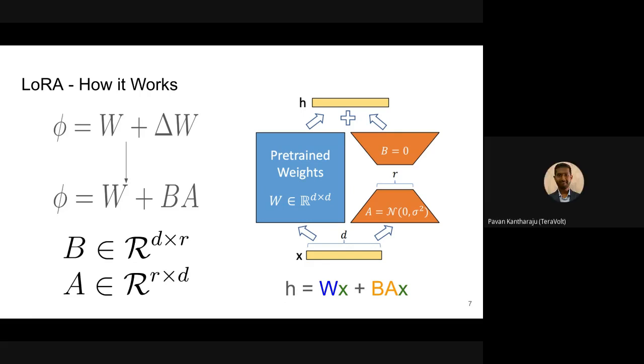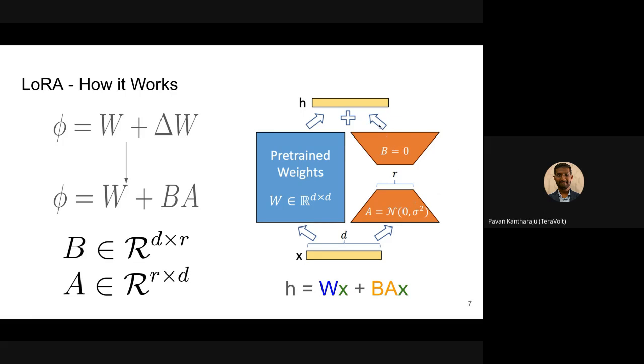Yeah. And one thing to mention here, A equals N, the normal distribution. These are the initializations. They initialize A to a random Gaussian, and then they initialize B to 0. So at the very start, you get nothing from LoRA, and then as you tune it, you get more and more information from LoRA.